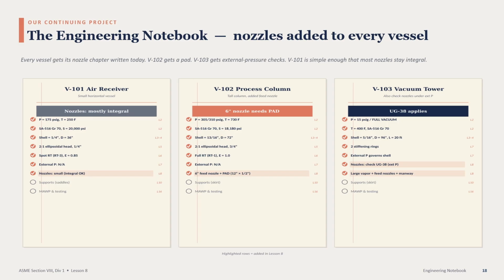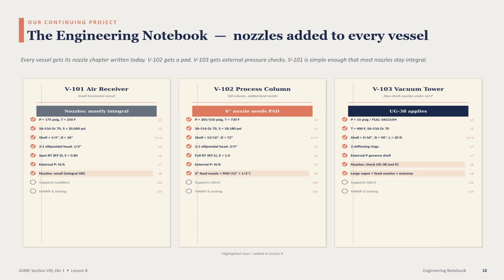Time to update the engineering notebook. Three vessels, three different nozzle stories. V101, our small air receiver. Nozzles mostly integral. Why? Because the shell is only 1/4 inch, governed by handling minimum, not pressure. So it's actually thicker than pressure required. And small nozzles pass the UG-37 check just from the shell access. No pads needed.